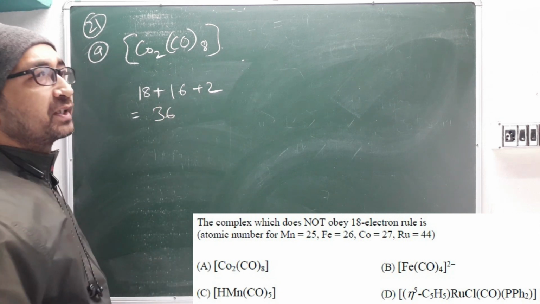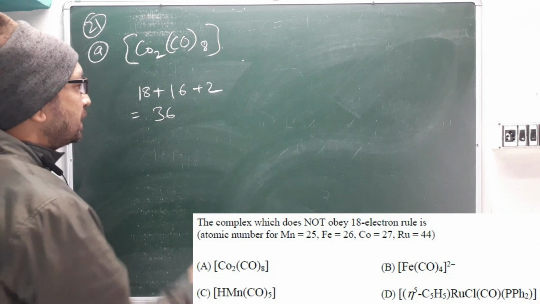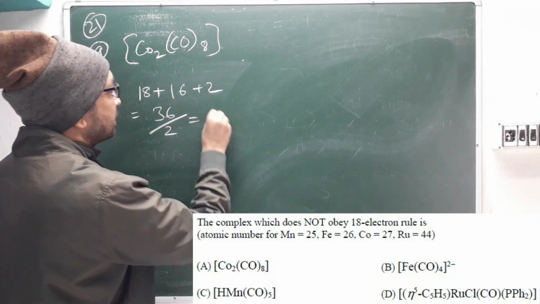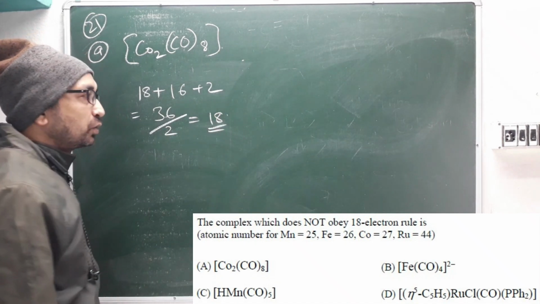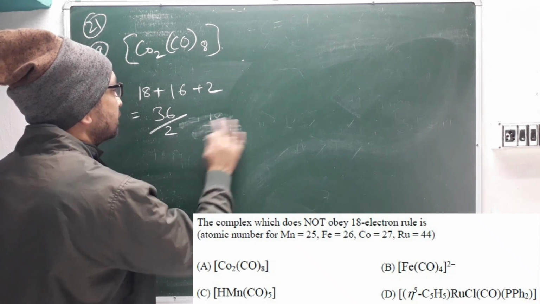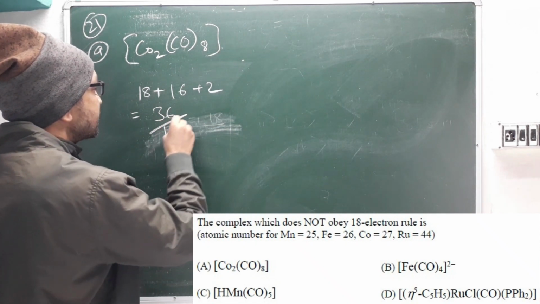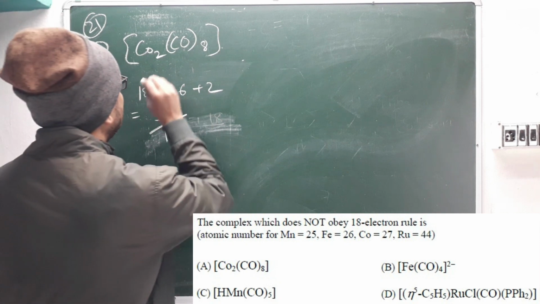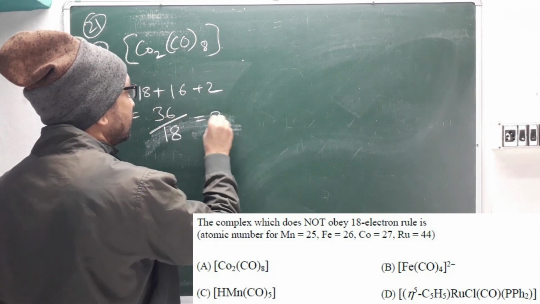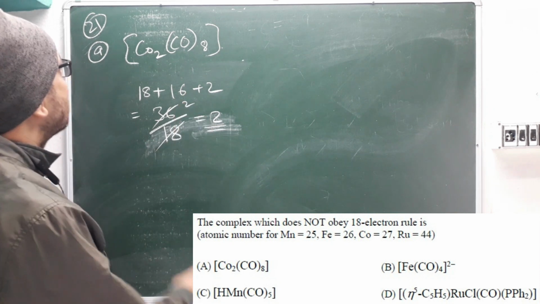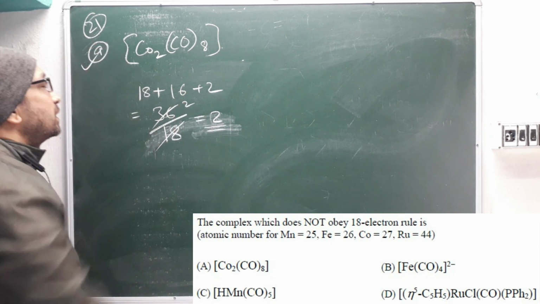Now what you have to do, whether it's following the 18 electron rule or not, you just divide by n. So the n factor will be 2 here. So how much is it coming? 18, correct? If it is divisible by 18, this way also you can do it. It's a simpler way. If it is completely divisible by 18, then it is following the 18 electron rule. So it is already completely divisible, so now this A is following the 18 electron rule.